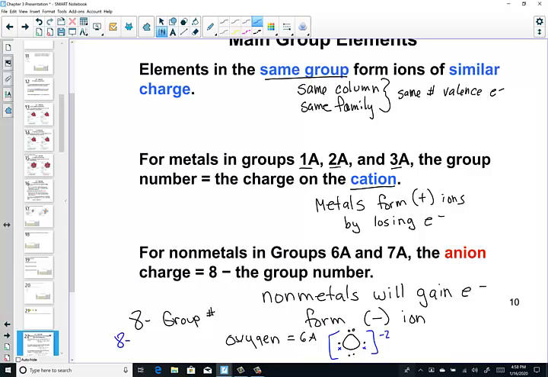8 minus the group number tells me the negative charge that it's going to be. So the anion charge is always negative. To find out the magnitude of the charge, 8 minus 6 gives me 2, knowing that the sign is always negative for extra electrons. So the charge is -2. I can find out how negative it is by seeing how many electrons it would like to take in to get to 8.